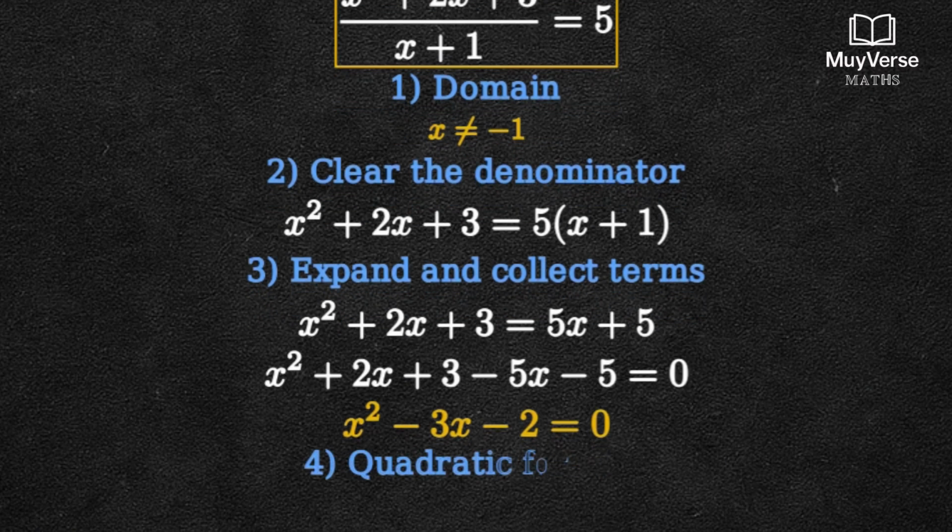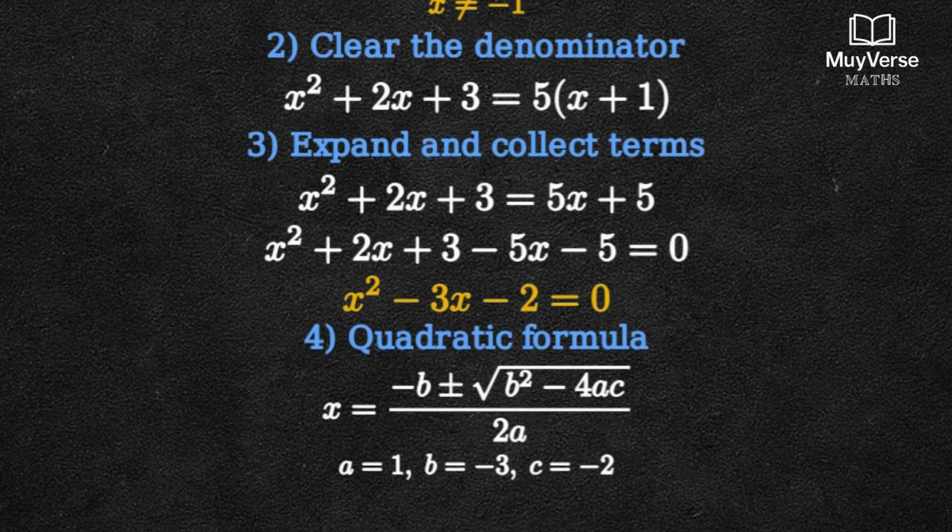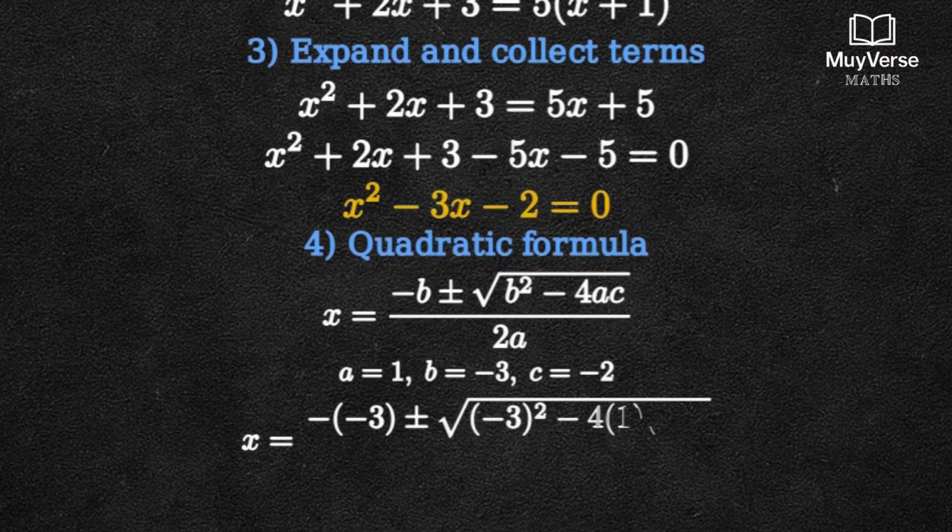Step 4. Solve the quadratic using the quadratic formula. x equals negative b plus or minus the square root of b squared minus 4ac, all over 2a. Here a is 1, b is negative 3, c is negative 2. Substitute to get x equals 3 plus or minus the square root of 9 plus 8, all over 2.